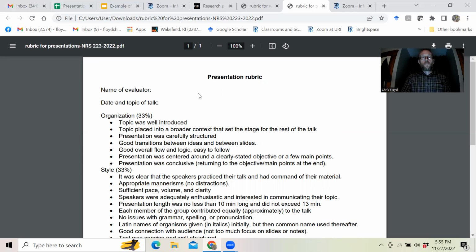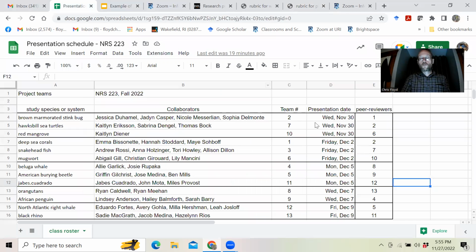Okay, so what else? Another thing is the presentation schedule here, starting Wednesday. Notice over here, peer reviewers. I've given each team a number. We're going to start off with teams number 2, 7, and 10. And then each individual collaborator in teams 1, 2, and 6. Make sure I got that. Actually, that should be 1, 3, and 6. Teams 1, 3, and 6 will review.